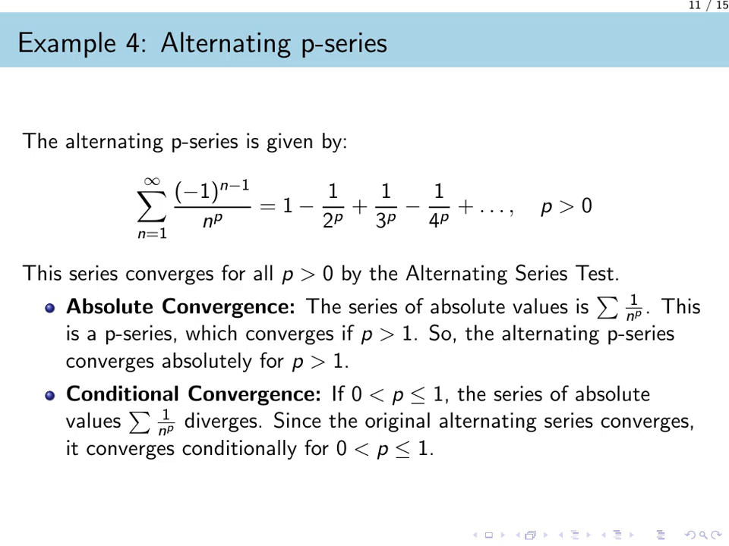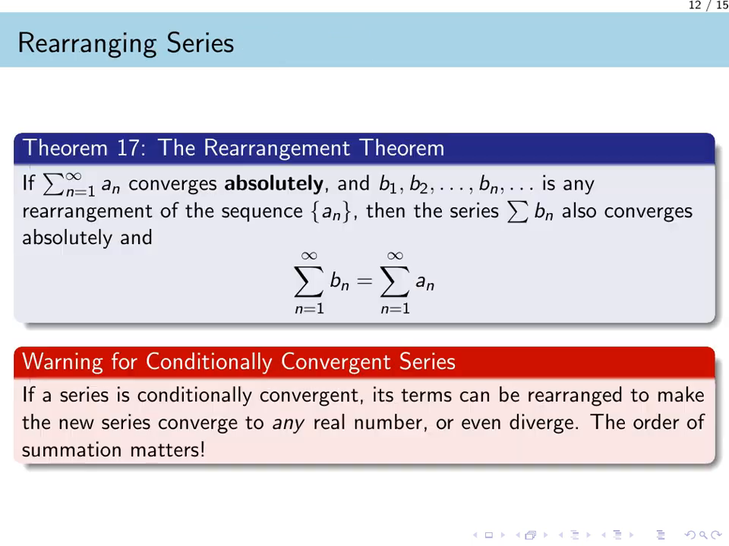If p is greater than 0 and less than or equal to 1, the p series of absolute values diverges. Since the original alternating series converges, while its absolute series diverges, it converges conditionally in this range. The key result is that the alternating p series converges absolutely for p greater than 1 and conditionally for p between 0 and 1.